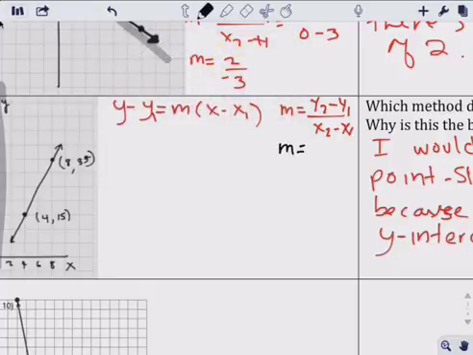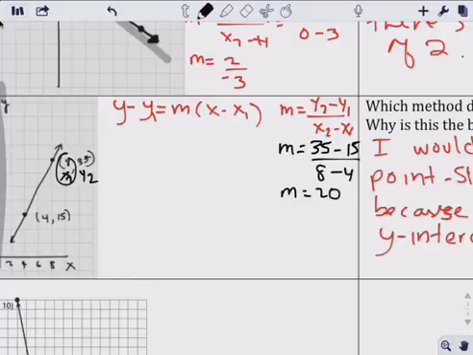M equals y2. I'm going to always choose the bigger number as y2. It doesn't matter which one you choose. If you choose this as x2, y2, that's fine. I will always choose the big number as my x2 and y2. It doesn't really matter as long as your math is right. It'll come out right. In high school, or in my other class, it's the change in y over the change in x. But you need to keep it in the same order. 35 minus 15 over 8 minus 4. M equals 20 over 4.